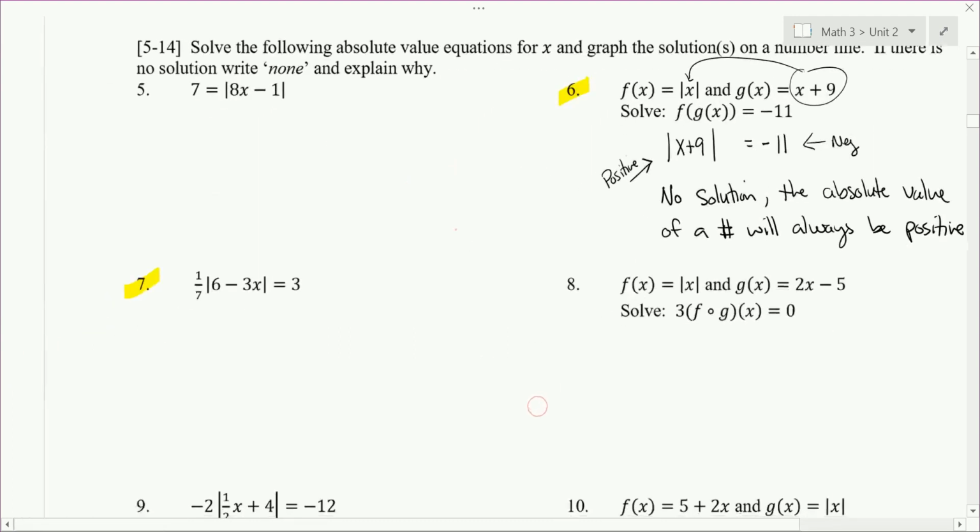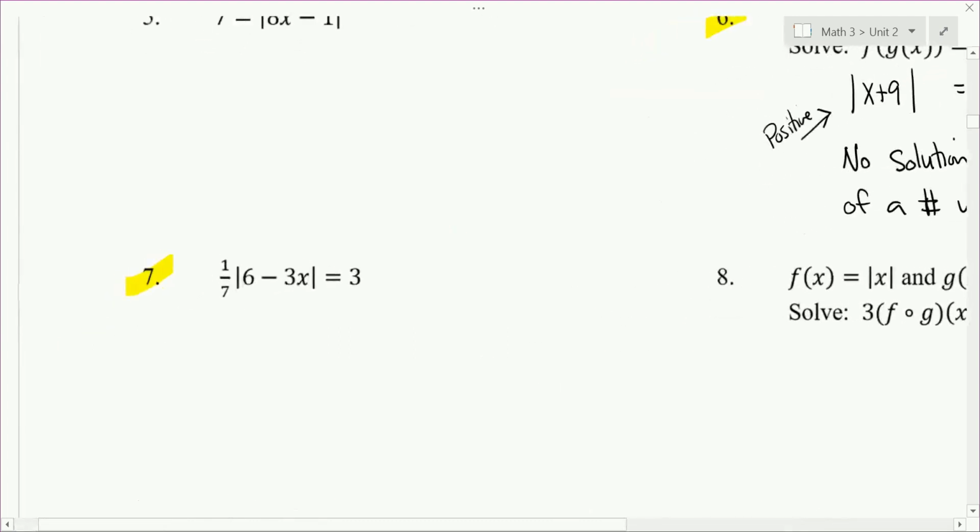Next, take a look at number 7. Here we first solve for the absolute value of 6 minus 3x. We want that part by itself, so we need to get rid of the fraction 1 over 7. If you ever are solving an equation, so something that has an equal sign, and you want to get rid of a fraction, you multiply both sides of that equation by the denominator.